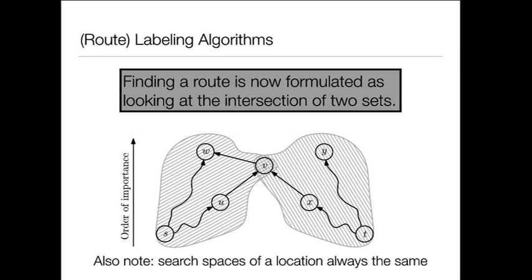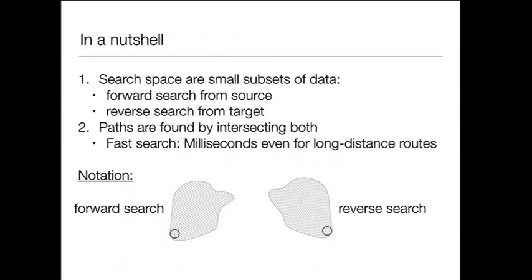Also note, what we have to explore in terms of more important pieces of road is for a given location always the same. So if I go from Karlsruhe to Rome, what I have to look at in the forward way is always the same, even if I go to Copenhagen. So this is very abstract, but very important to keep in mind. Let me give you the nutshell.